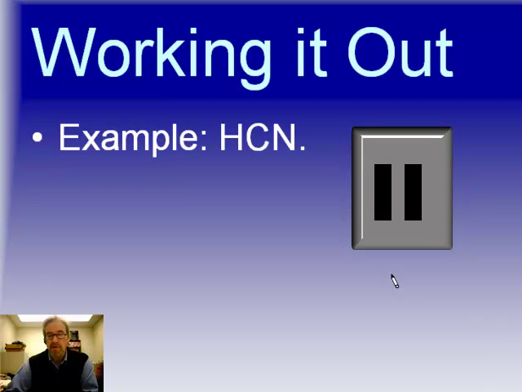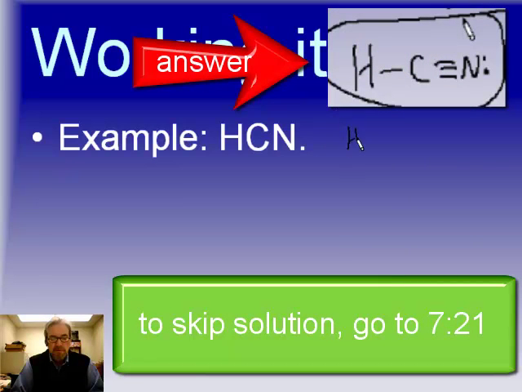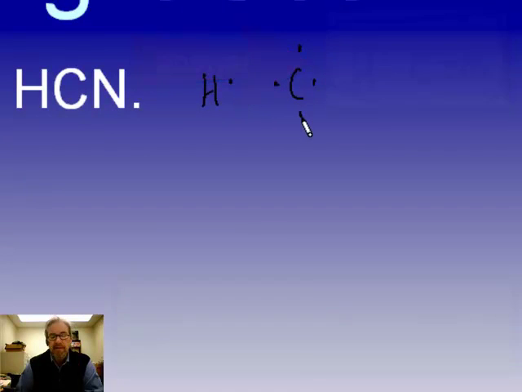Follow these rules and draw the Lewis structure for HCN. Well, to start out with, I need to draw dot notation for each of the atoms that's in here. So I have a hydrogen with 1 dot, carbon's column 4, that's 4 dots, and then nitrogen's column 5, so that's 5 dots. When I add them up, I get 5 plus 4 plus 1, and that all adds up to 10 electrons.